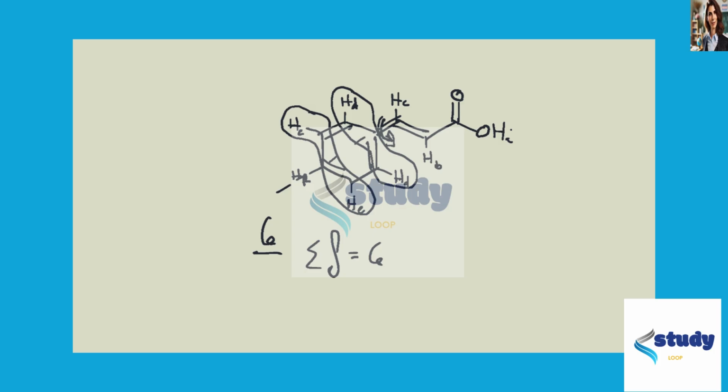sorry, the total integration value is not 6. Sorry, we have 6 signals, which corresponds to having 6 protons, and then the total integration value should be 1, 2, 3, 4, 5, 6, 7, 8. And we do find that we have signals going from 1 plus 1 is 2, plus 2 is 4, plus 3 is 7, plus 1 is 8, right?